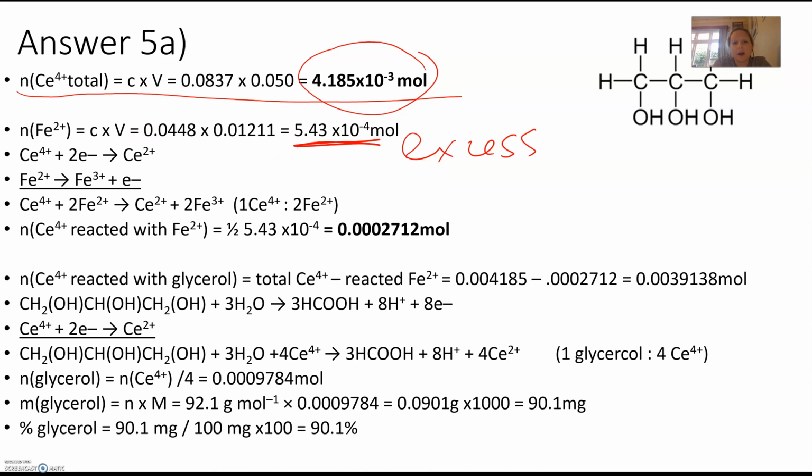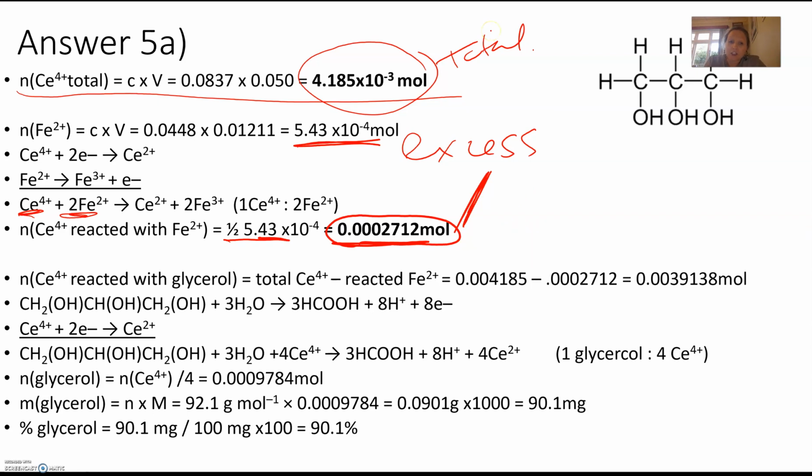So we now need to find out how many moles of Ce4+ reacted. We do our balanced equations and it's a 1 to 2. For every 1 Ce4+, 2 Fe2+ reacted. So we've got the number of moles for Fe2+, so we've got to half it to work out the number of moles of Ce4+. So half that number of moles gives us this many moles of Ce4+. Now this is that excess amount of Ce4+. So at the moment we've got our total amount of Ce4+ and the amount of Ce4+ that was left over after the reaction with glycerine.